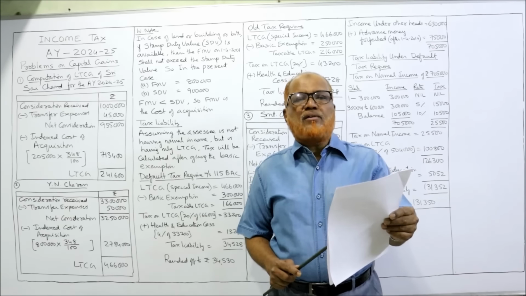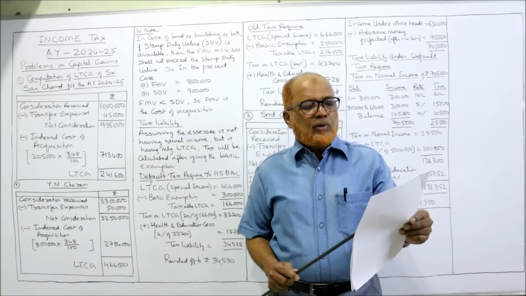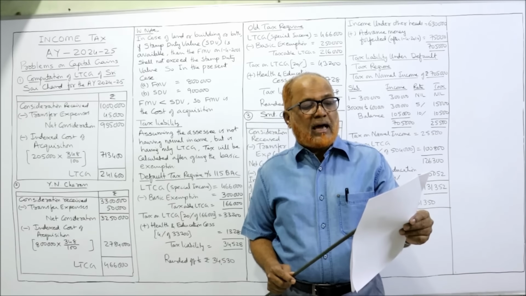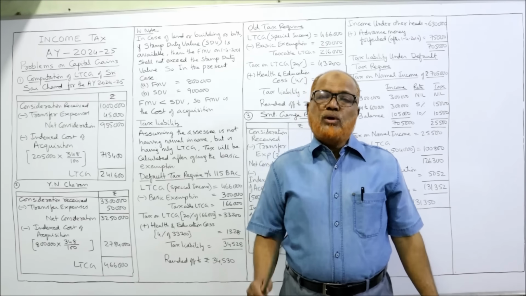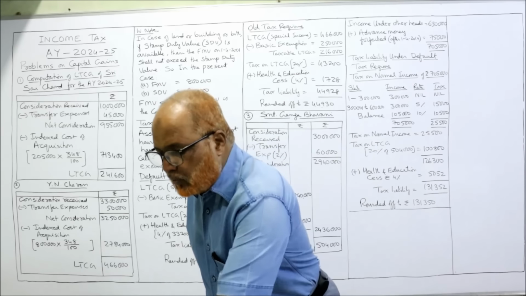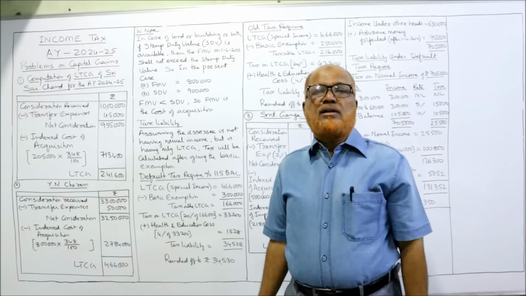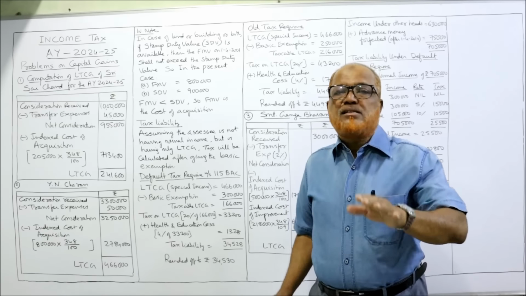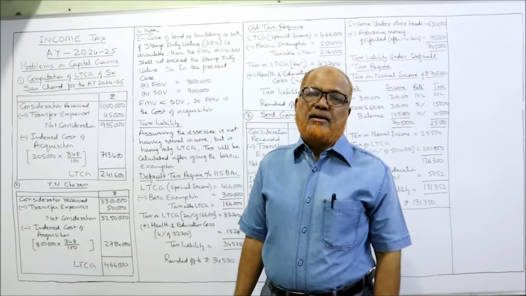If selling expenses are 50,000, transfer expenses 50,000. Compute the income from capital gain and tax liability if income from other head is nil. So here in this case you have to compute the income from capital gain and also tax liability, assuming that the assessee does not have any other income. This is the only income, LTCG.